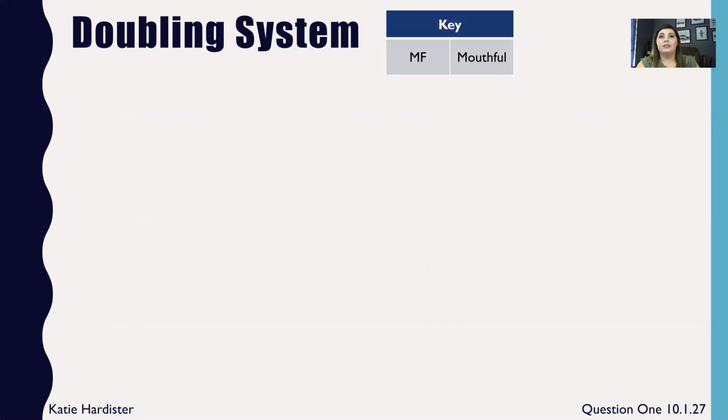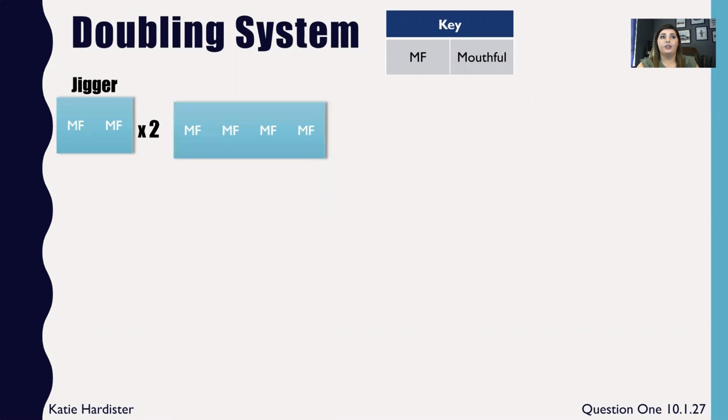For that, we're going to use this key, and we see here that MF equals a mouthful. So we're going to start off with two mouthfuls, and two mouthfuls is called a jigger. We are going to double that, or times it by 2. Whenever we times it by 2, 2 times 2 is of course 4. So 4 mouthfuls is going to be called a jack.